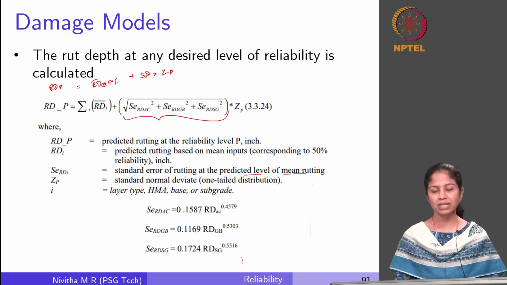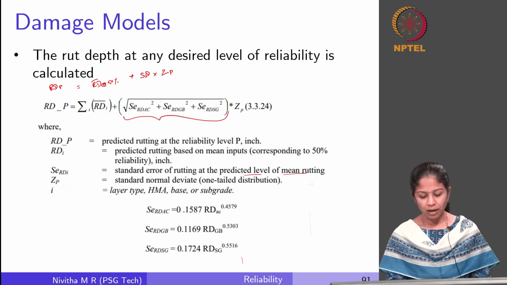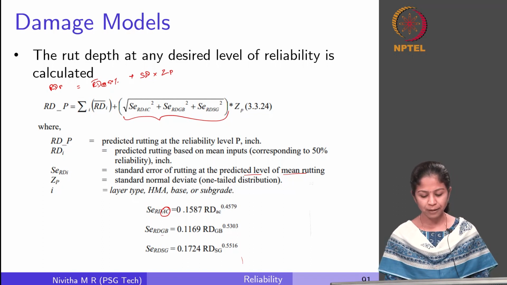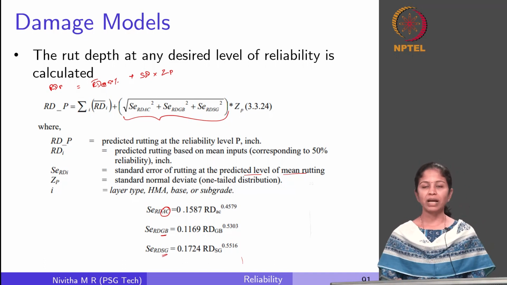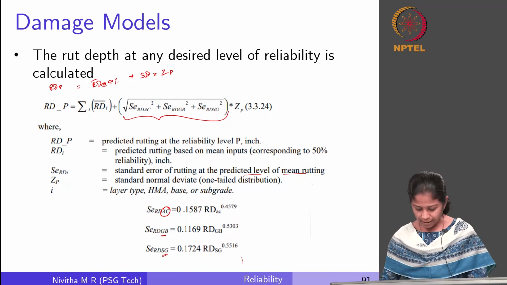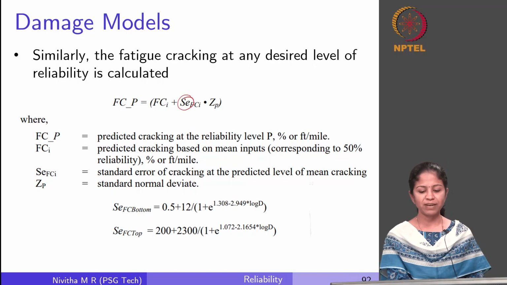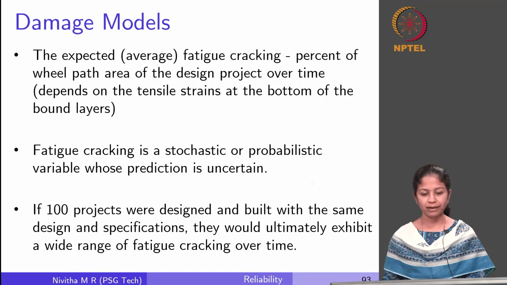Okay, so how do we compute this? I'll go through the procedure of how the standard error is computed. You can see for the asphalt concrete layer, there are different models which are used to compute the standard error for rut depth in asphalt layer, granular base and subgrade. Now how do we arrive at this standard error? Again the same thing which is given for fatigue cracking, here also we have a standard error term, and we have different definitions for standard error when you have bottom up cracking or top down cracking. So we will now see how to arrive at this standard error, right.